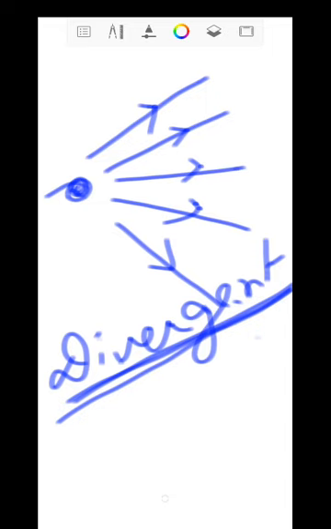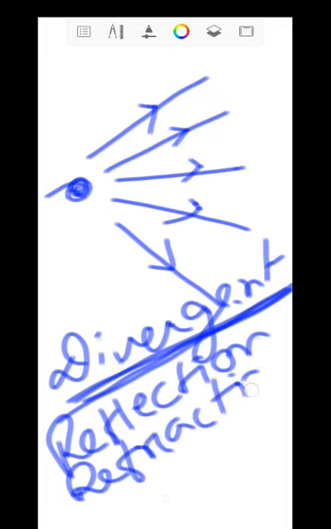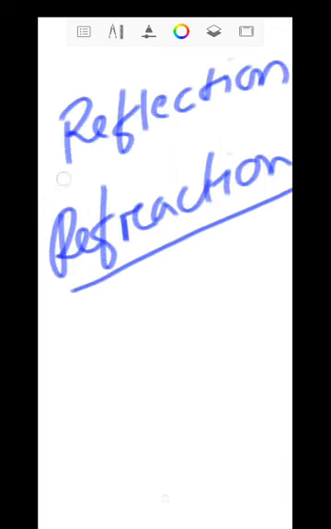So we will get to know about reflection and refraction. You see the difference between the two terms. Students always get confused about these two words. So we will learn about the particle theory of light. So stick strictly to the topic.